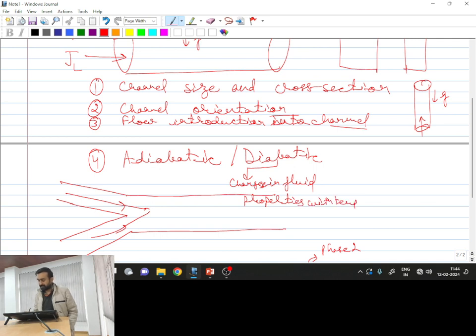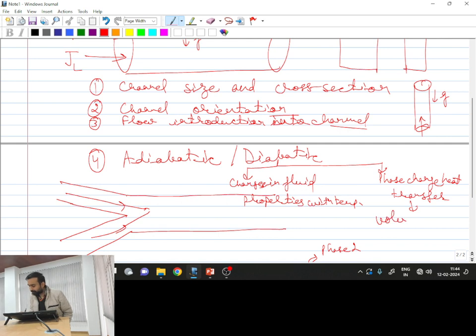and the second effect can be, if I have phase change heat transfer, then what will be happening? If I have phase change heat transfer, then the volume fraction of the phases itself will change. Okay. So if the volume fraction itself is changing, then what will happen? That will also lead to changes in the flow distribution. Is this point clear? So these are some of the factors which we have listed over here.